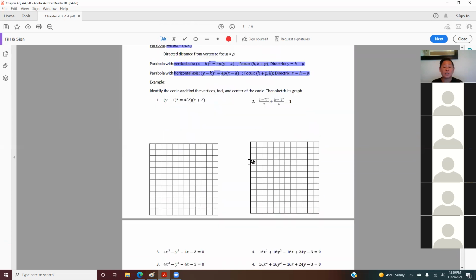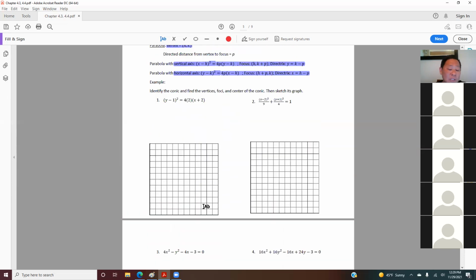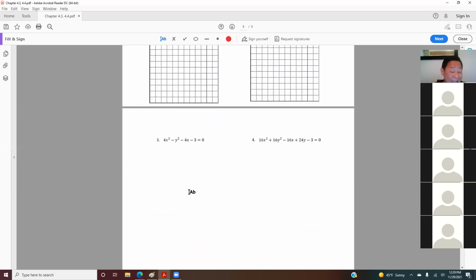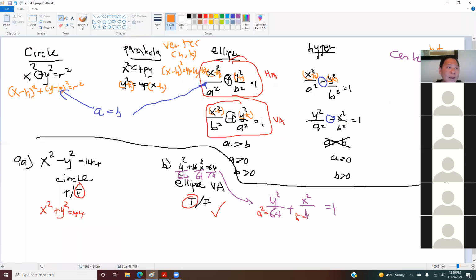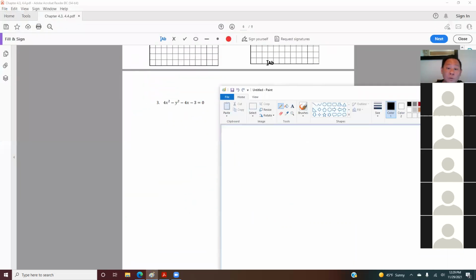But what happens if I just give you an equation that looks something like this? You cannot figure out what kind of conic section we have, so you have to identify it. This kind of question you will get in my test, and this is the one that costs a lot of points. So make sure you guys know how to do this.